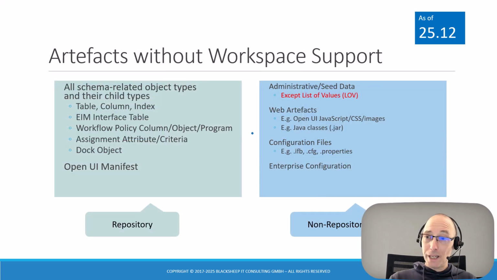And we also have the workspace comparison, where as of 25.12, the repository-related artifacts without workspace support are still, for a few years now, or since IP17, all the schema-related object types down to the table, EIM tables, down to the docking objects you probably won't use anymore. And also the OpenUI manifest is in the repository tables, but is not workspace managed, so not versioned. And for anything non-repository, that's also true. The exception is still list of values.